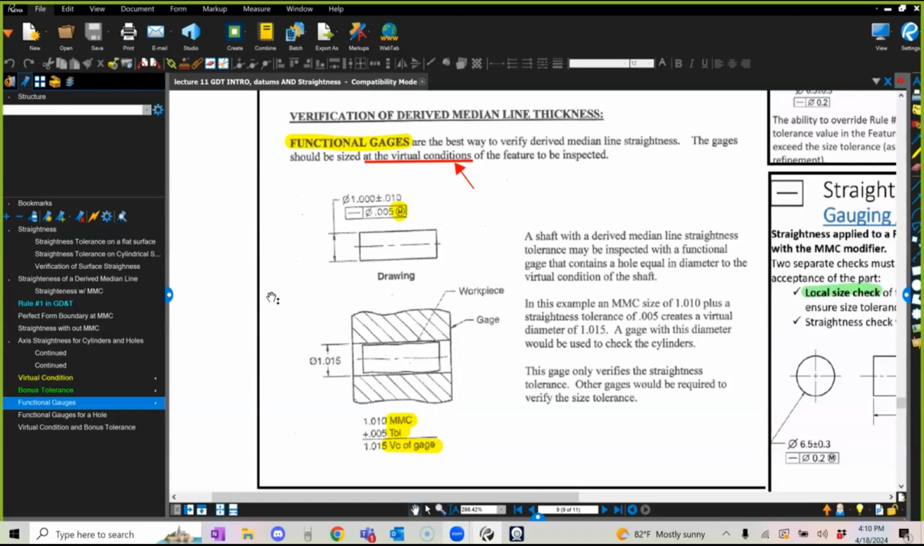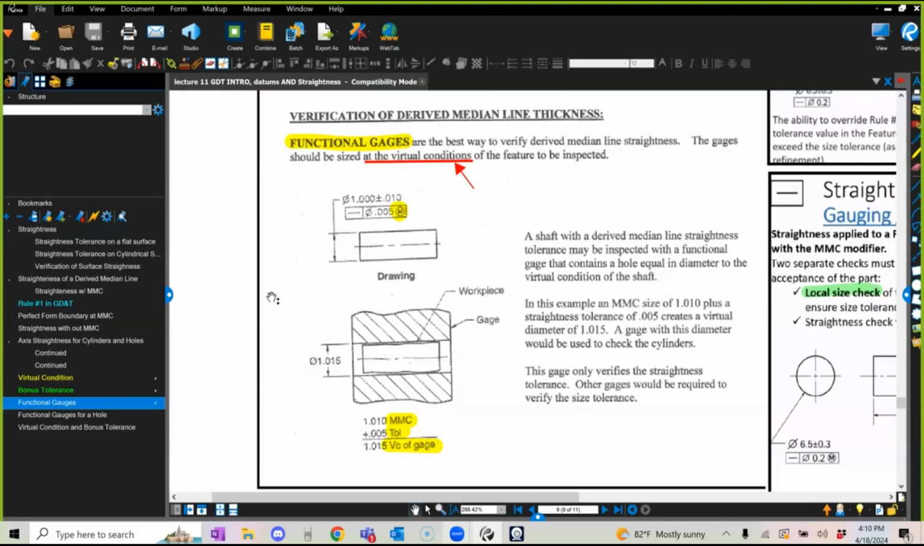So remember, the worst case condition for a pin is when my pin is the smallest. I mean, the hole is the smallest, right? The worst condition for a hole is when my hole is the smallest, taking away the size and taking away the imperfection. The worst case condition for a pin is when it's the biggest and it's the crookedest, right? So let's go to the worst case condition when the pin is the biggest and the pin is the crookedest.